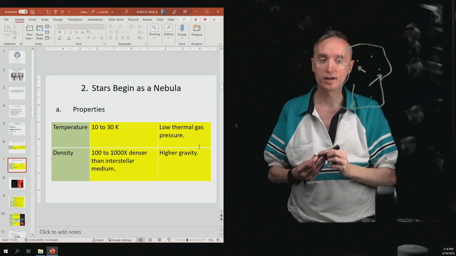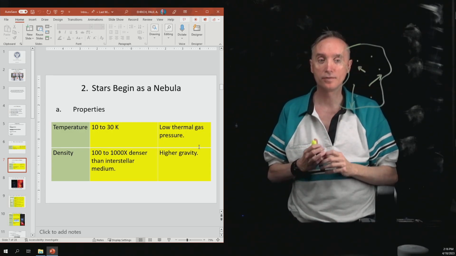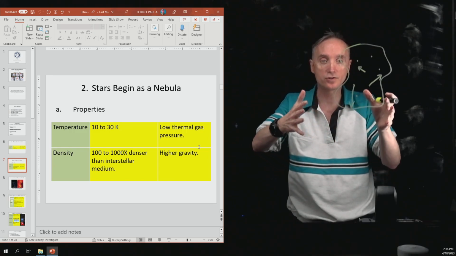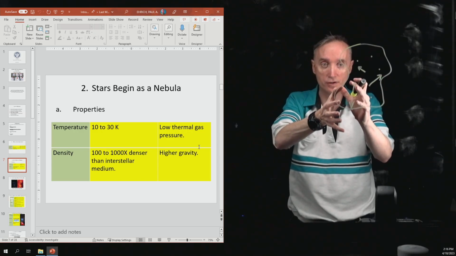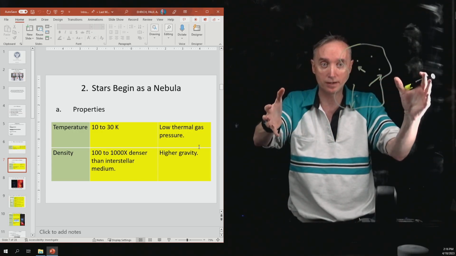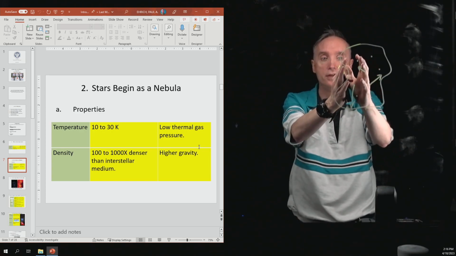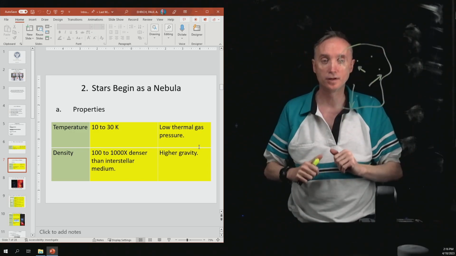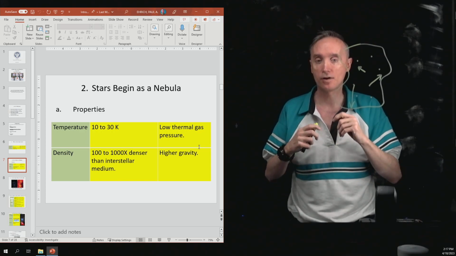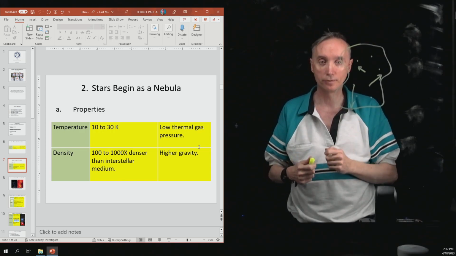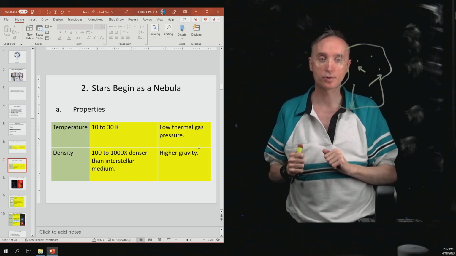And just like if you spritz some perfume, that perfume scent is eventually going to get everywhere into the room, because those molecules, they don't stay put, they tend to expand. So similarly, because of thermal gas pressure, this cloud is going to want to expand. So thermal gas pressure is a bad thing as far as getting a star to be born. So we want something that can overcome that thermal gas pressure.